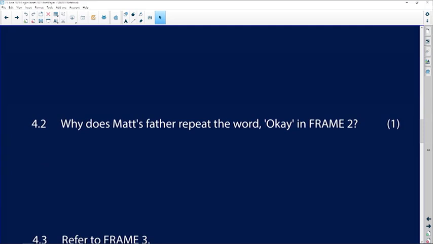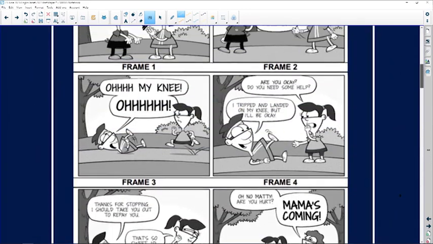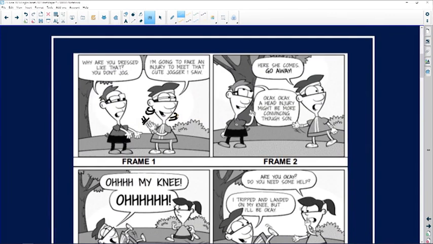Question word is why. Keyword, repeat. What frame am I in? Frame 2. So we go to frame 2. Right, so let's read frame 1. He asks him why he's dressed like that, because he doesn't jog, right? Look at those hands. What do those hands show? Those hands coming out in front of him. They show, what are you dressed like that for? You don't jog. So that's your surprise, disbelief, curiosity, what's going on here, typical gesture for that.